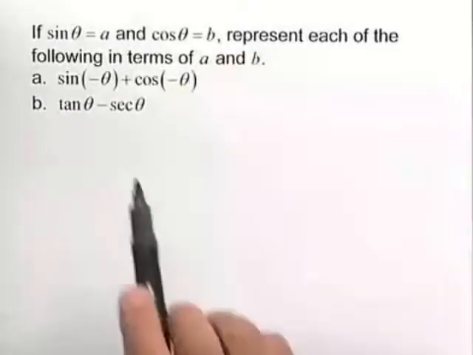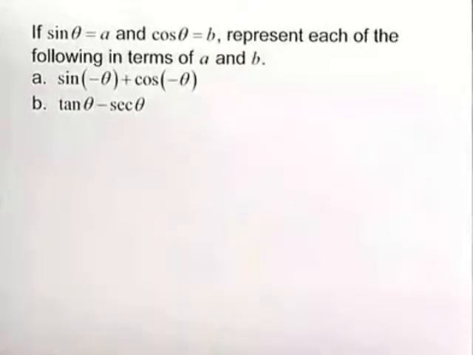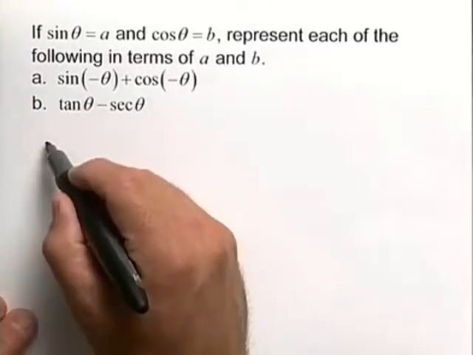Consider the following trig problem. Here we're given that the sine of theta is equal to A. The cosine of that same theta is equal to B. We want to represent each of the following in terms of A and B. All right, let's look at A.